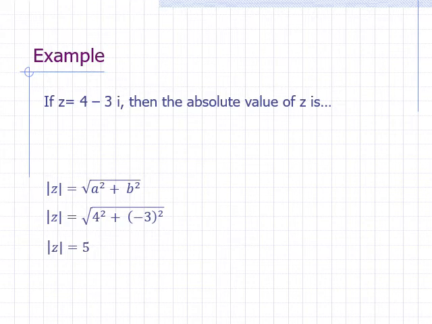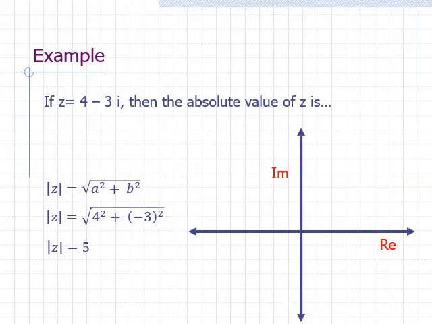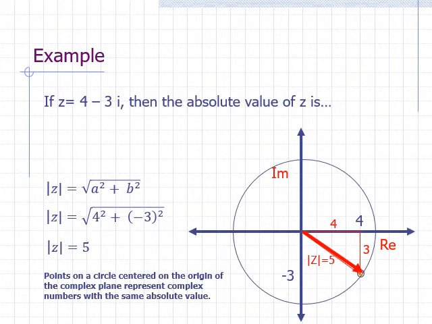Let's locate this number on the complex plane. Here's the real axis. Here's the imaginary axis. Here's the point that corresponds to z. Its real part is 4. Its imaginary part is negative 3. We can see that we have a right triangle here with sides of length 4 and 3. According to the Pythagorean theorem, the length of the hypotenuse is 5. We can see that the absolute value of a complex number is just its distance from the origin. This also means that all points on a circle centered on the origin represent complex numbers with the same absolute value.